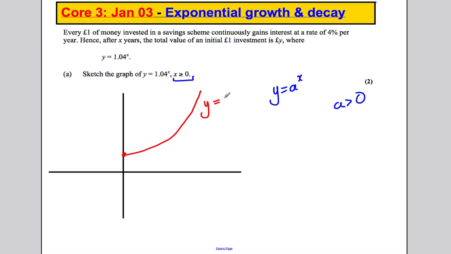And this would be the graph y equals 1.04 to the power of x, and this point here is x is 0 and y is equal to 1. It does not go this side of the axes, it just goes where x is bigger than or equal to 0.